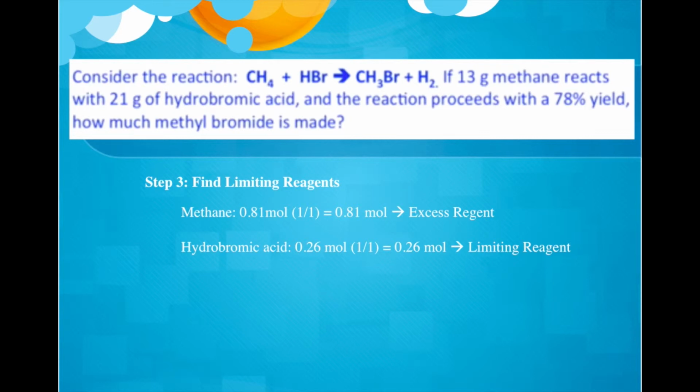And for hydrobromic acid, it would be 0.26 moles times the ratio of 1/1, which would equal 0.26 moles. So it is concluded that the limiting reagent is hydrobromic acid. That's because it has the lowest amount of moles when calculated. Finding the grams of methyl bromide produced.